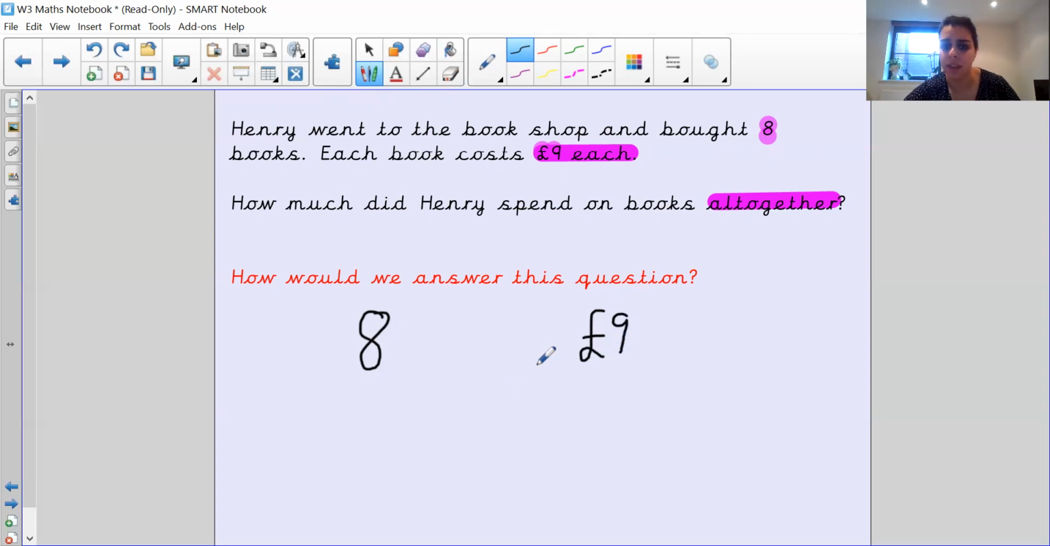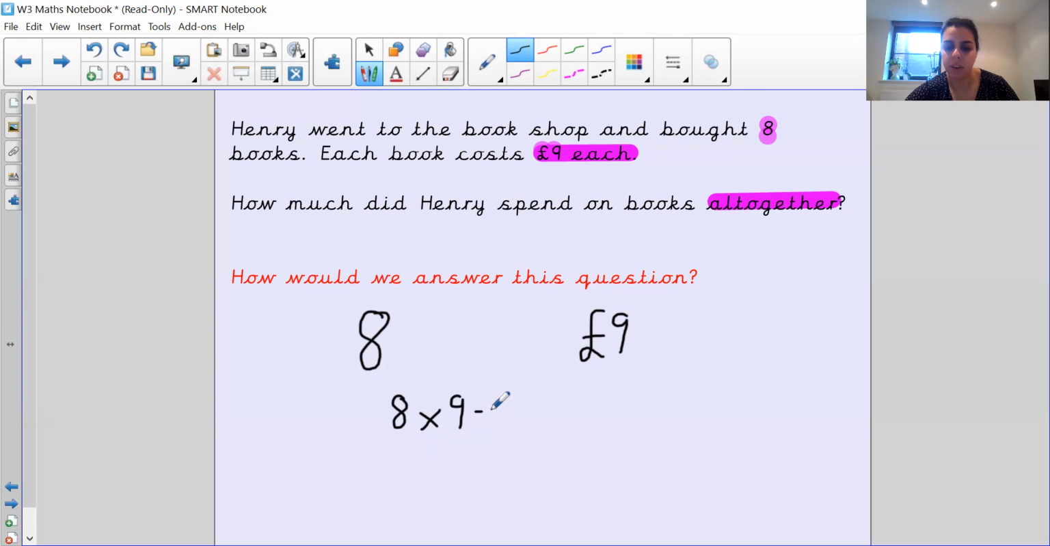Okay. Now each book costs £9. That means one book costs £9. We've got 8 books. So we need to think what symbol we're going to use. It's going to be a multiply, because like I said, it says all together. And if I add 8 and 9, that's not going to tell me how much it's going to be for 8 books. So what I need to do, my question is going to be today, 8 times by 9.